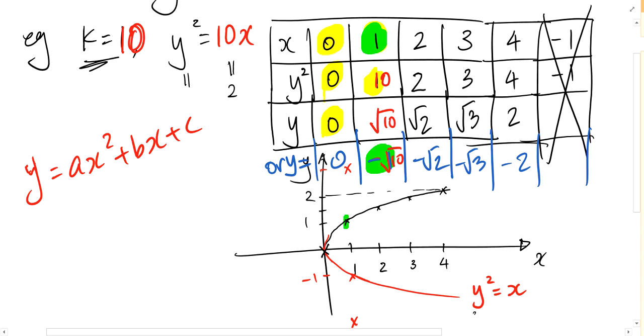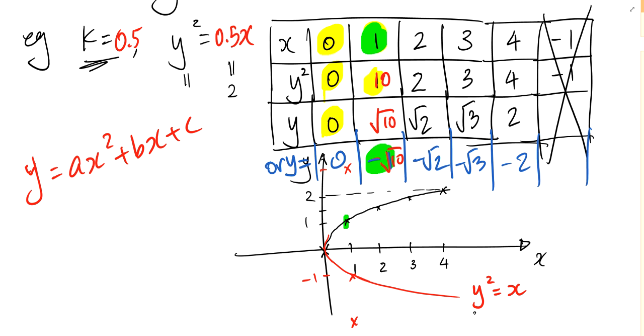Now, what happens when, let's say, I change k to become 0.5? How will the original graph of y squared equals x change when I have a graph of y squared equals 0.5x? It goes narrower, right? You compress it in the positive y, negative y direction. So there's a difference between compress and expand. It is dependent on this value of k.